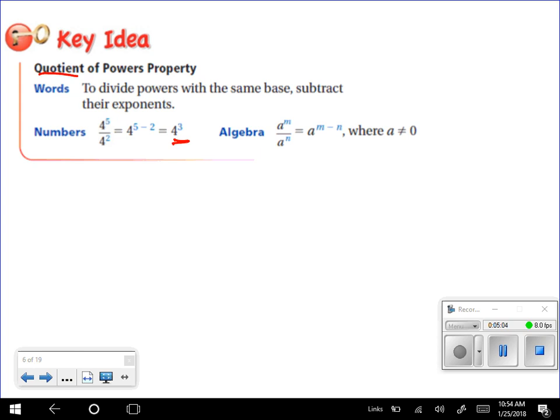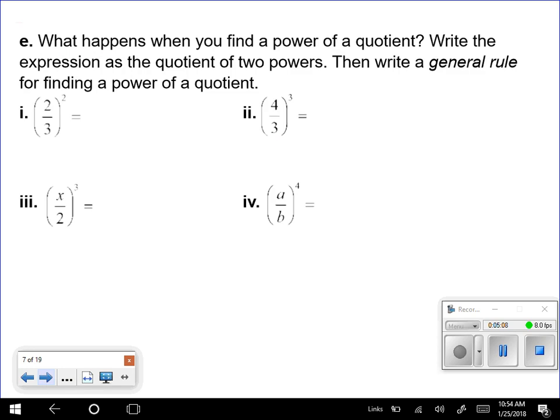So this is kind of our newer one. And then we have one other one that we're going to look at here. It says, what happens when you find a power of a quotient? So this is like power of product. We've looked at this where we had 3 times 2 to the second, and we were distributing the 2. So this is going to work very similar.